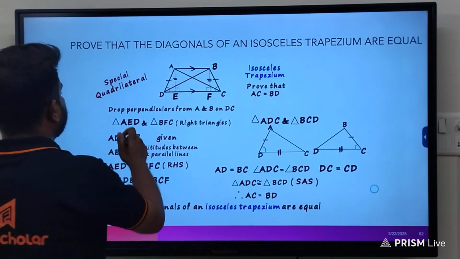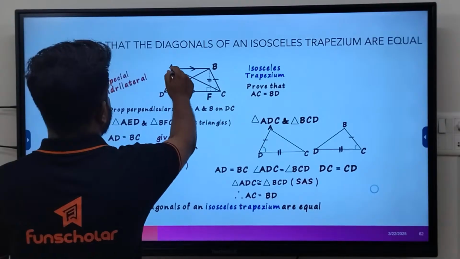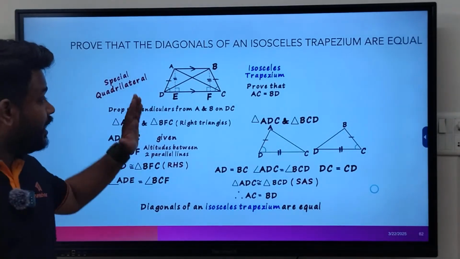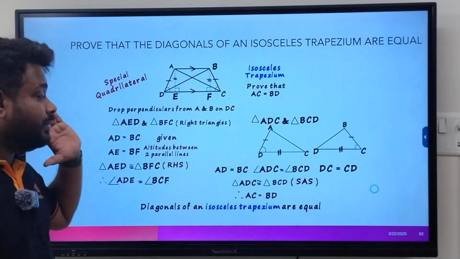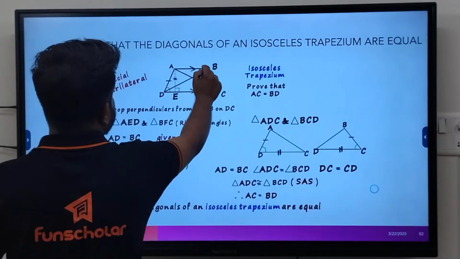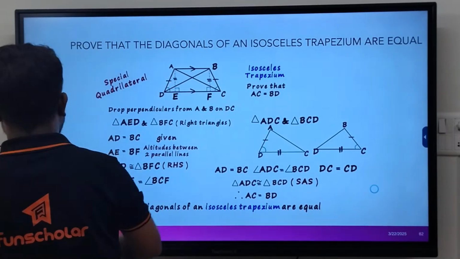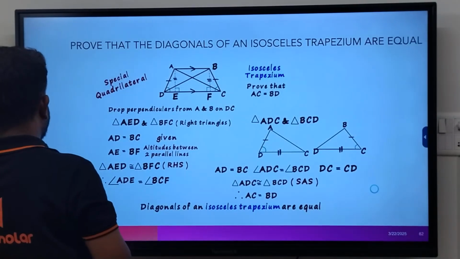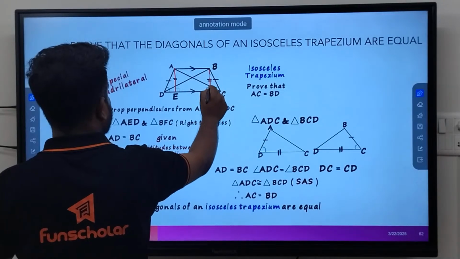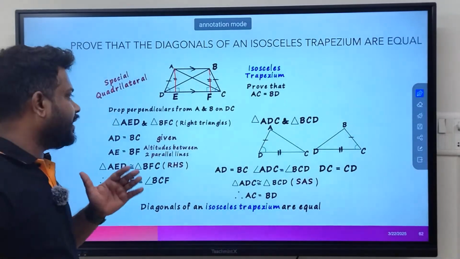And to prove that, draw perpendiculars from A and B on DC. So we have to draw these two perpendiculars, and this step you should remember. If I draw these two perpendiculars, from this point to this line and this point to this line, we can see that perpendiculars are always at right angles.